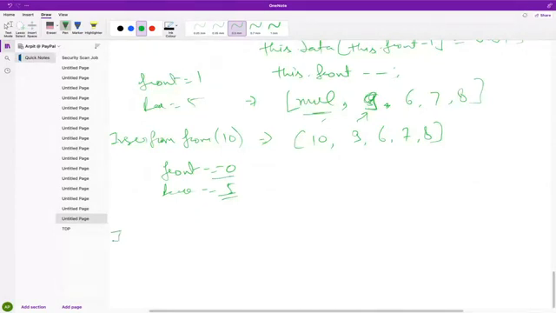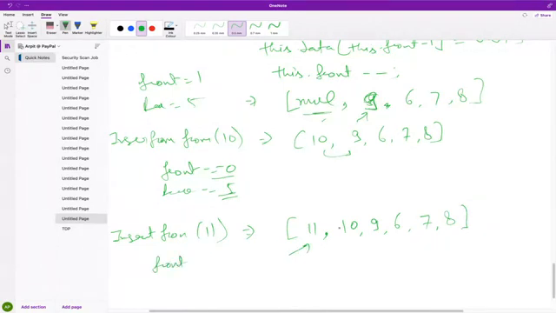So now, if again something is coming from insert from front, and it's 11, you do not have any choice. You need to change the indexes. Now 11 will go there, 10 will be here, 9 will be here, 6 will be here, 7 will be here, 8 will be here. Now front will be here. We have to shift all the elements to the right. So front will again be at 0, and rear will change. Rear will be 6 now, because we have shifted out one element. So in this scenario, when our front is 0, our rear will also be changed.